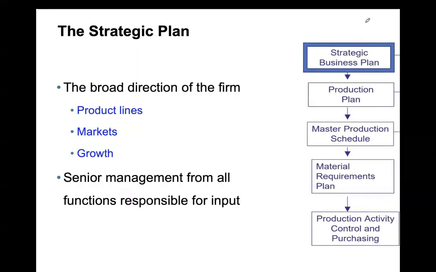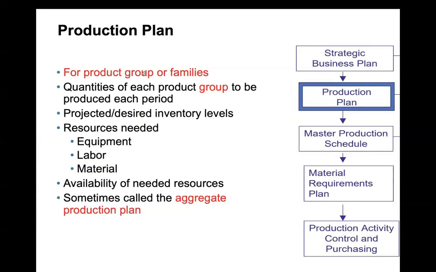In this hierarchy, the top one is the strategic business plan. That's about the broad direction of the firm, about product lines, about markets, about growth, and how the company wants to compete in the market. And senior management from all functions are responsible for input. So that's a top level planning. Then the production plan is about product groups or families, which means the products that are very similar to each other. For example, if a pharmaceutical company is making different types of products, tablets will make one type of family. On the other hand, injectables would make another type of family.